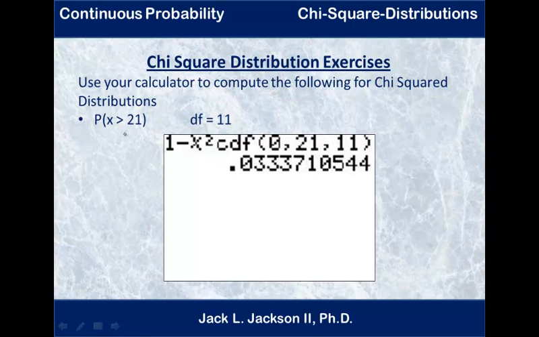Now we want to find the probability that x is greater than 21. We would want to go from 21 to infinity, but rather than trying to estimate at infinity, remember we do have a solid bottom point of 0, so we'll do the complementary probability from 0 to 21 and subtract that from 1. The probability that x is greater than 21 is equal to 1 minus the probability that x is less than 21. So that's 1 minus chi-square CDF, 0 to 21, 11 degrees of freedom, and that turns out to be about 0.03.